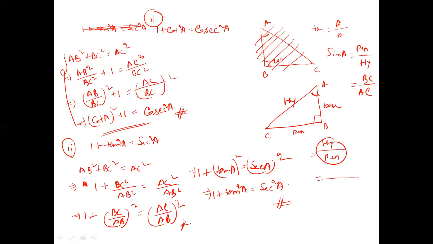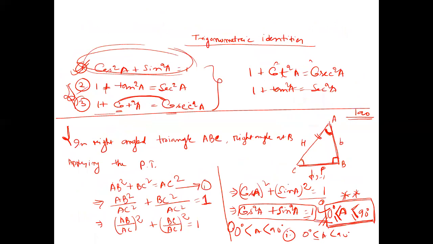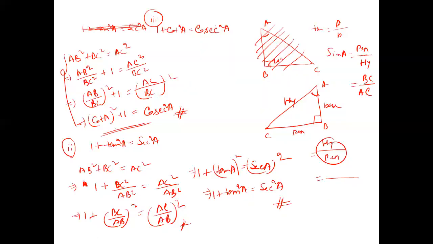So we have discussed all the trigonometric ratios. The first one is cos square A plus sin square A equal to 1. This is the third one, cot square A plus 1 equal to cosec square A. Yes, this is the third trigonometric ratio, and this is the second trigonometric ratio.